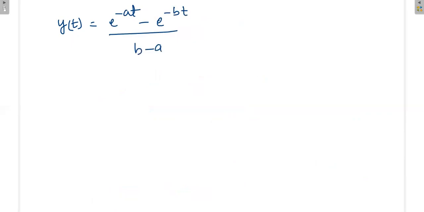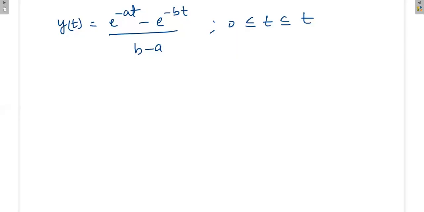Okay, so now finally what is y of t? Y of t is equal to e power minus at minus e power minus bt divided by b minus a, and that too this is valid from 0 to t. Once if you go outside the t, then the value is 0. If you go outside this limit, the y of t value is 0.